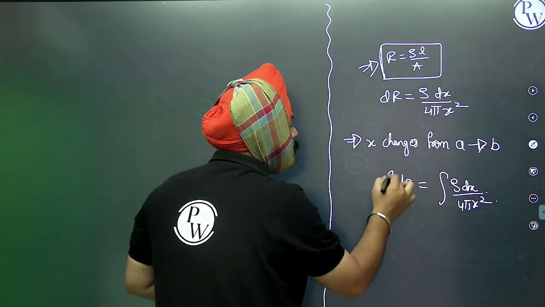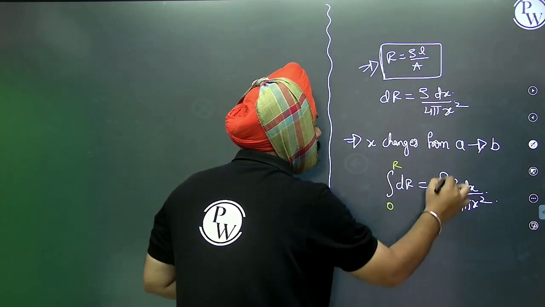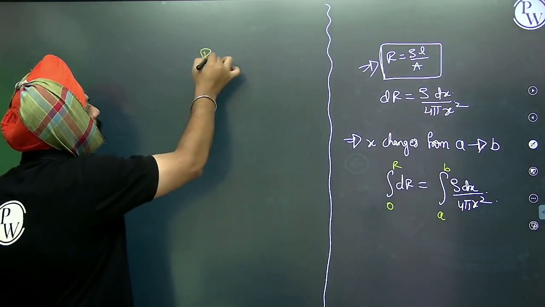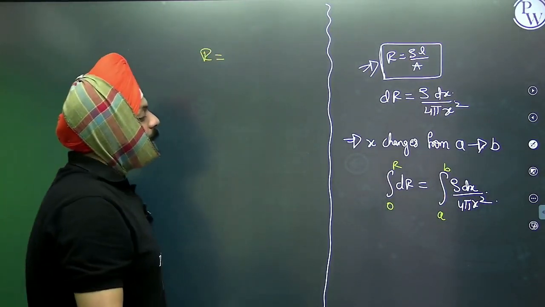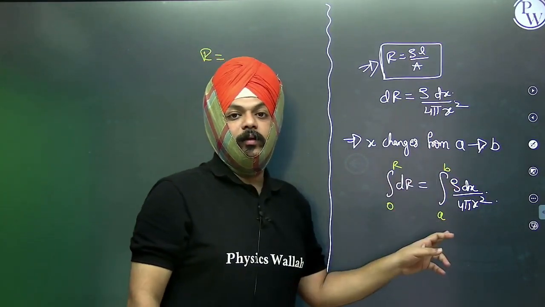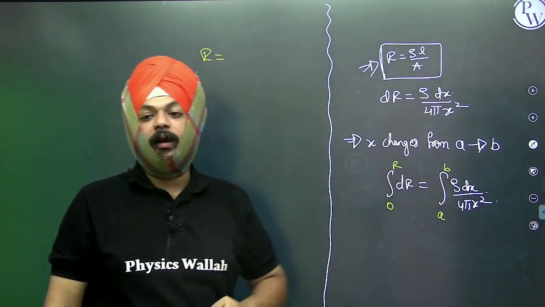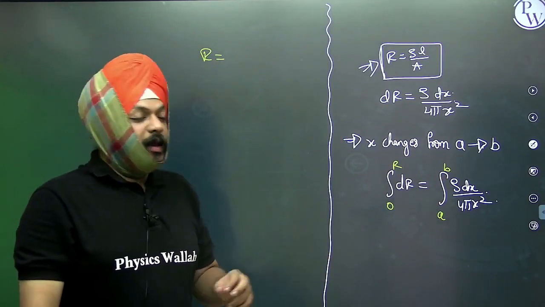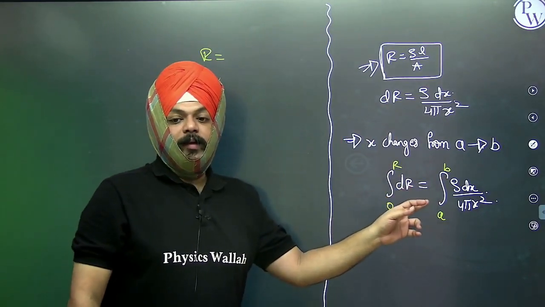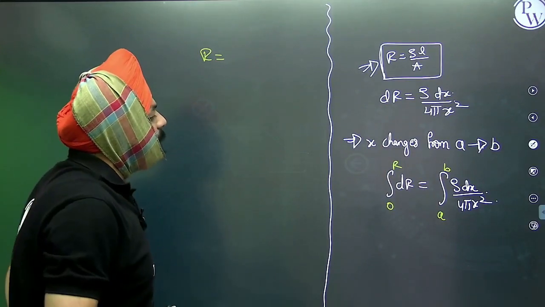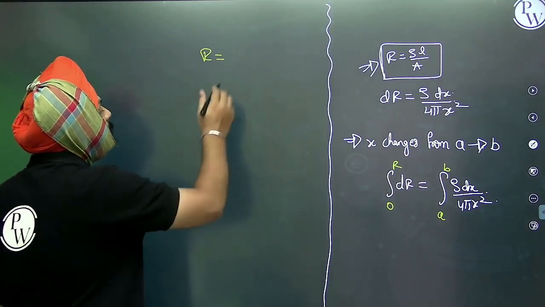Limits, it will be from 0 to r, and this is from a to b. Now solving it further, we are going to get resistance. Why did I take a and b as limits? Because whatever the area that is filled in between a and b, we need to calculate the resistance for that. So R is equal to rho dx by 4 pi x square.